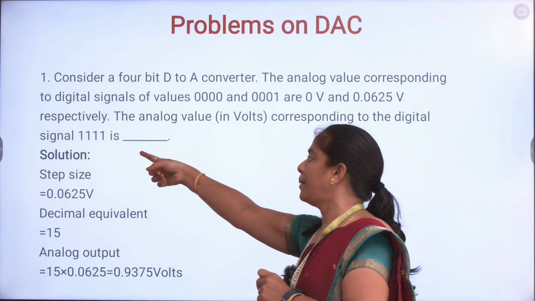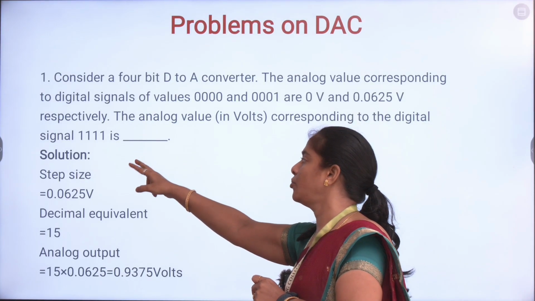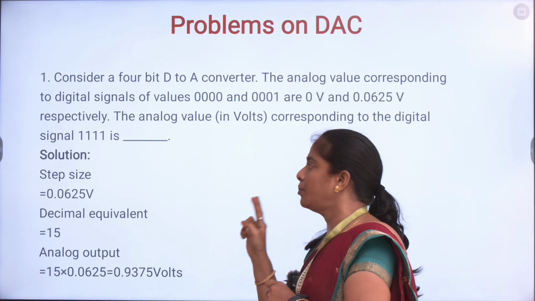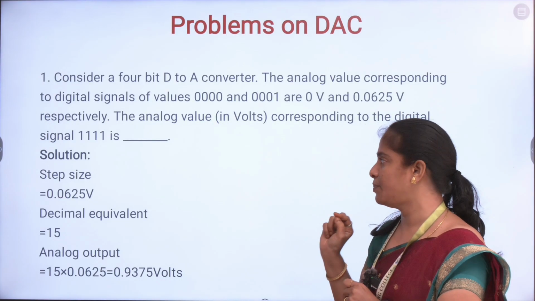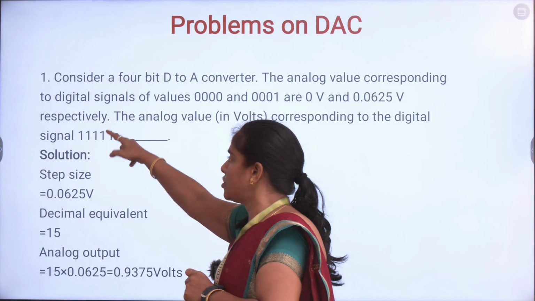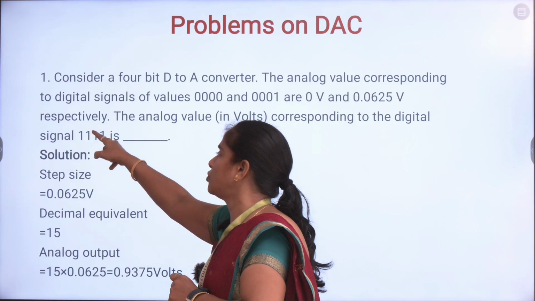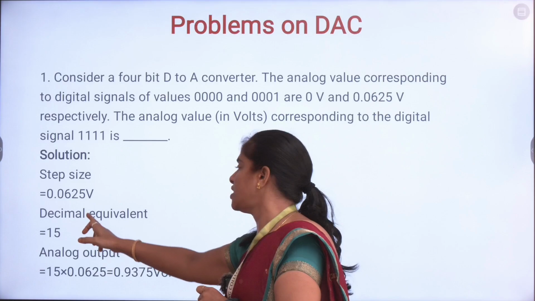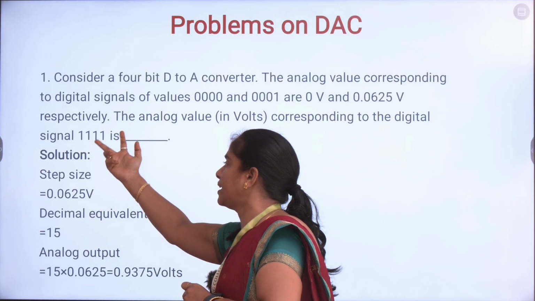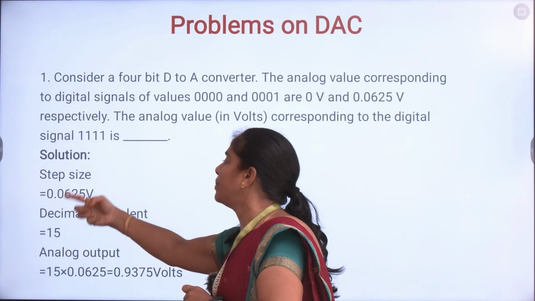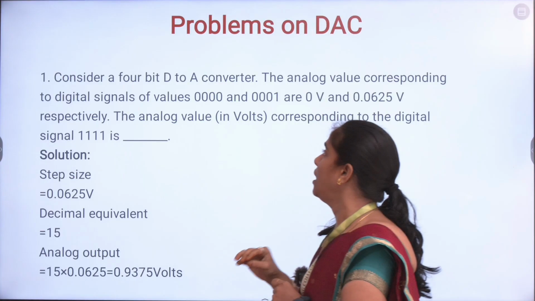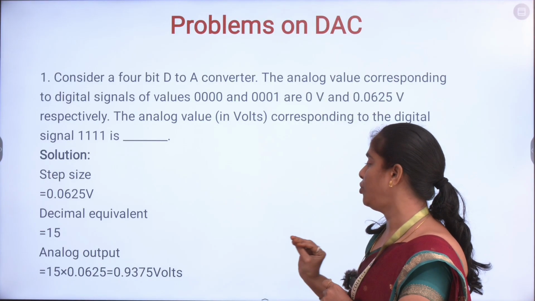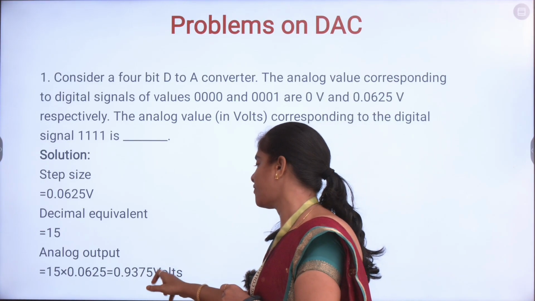So the digital pattern given here is 1111. So 1111 gives a decimal value of 2 power 0 plus 2 power 1 plus 2 power 2 plus 2 power 3, which is 15 in this case. So the decimal equivalent of the given bit pattern, 15, is multiplied by the step size to get the corresponding analog output voltage of 0.9375 volts.